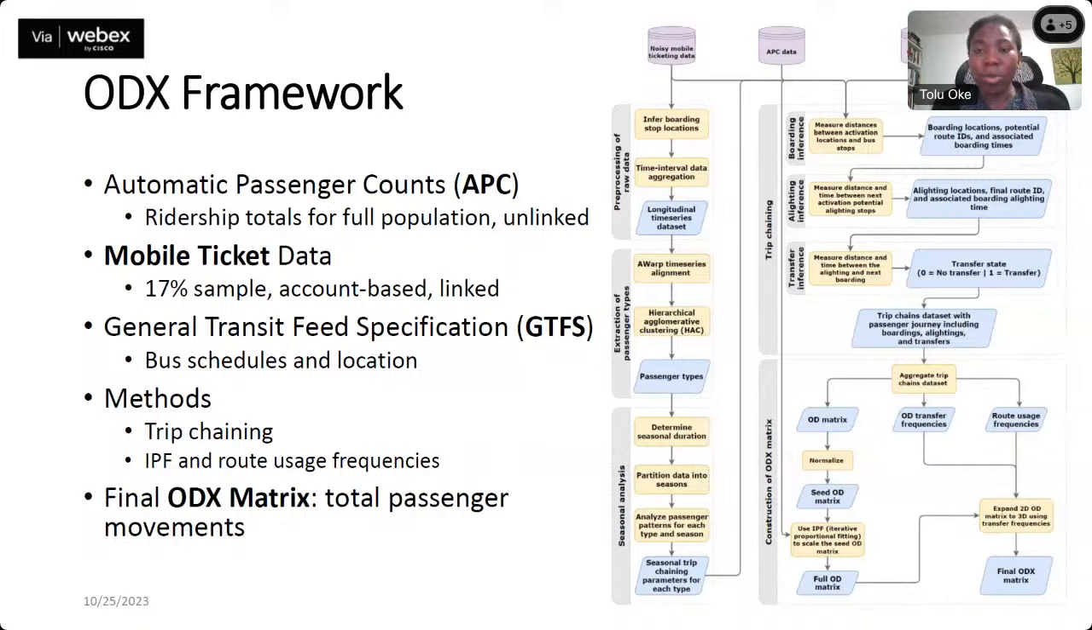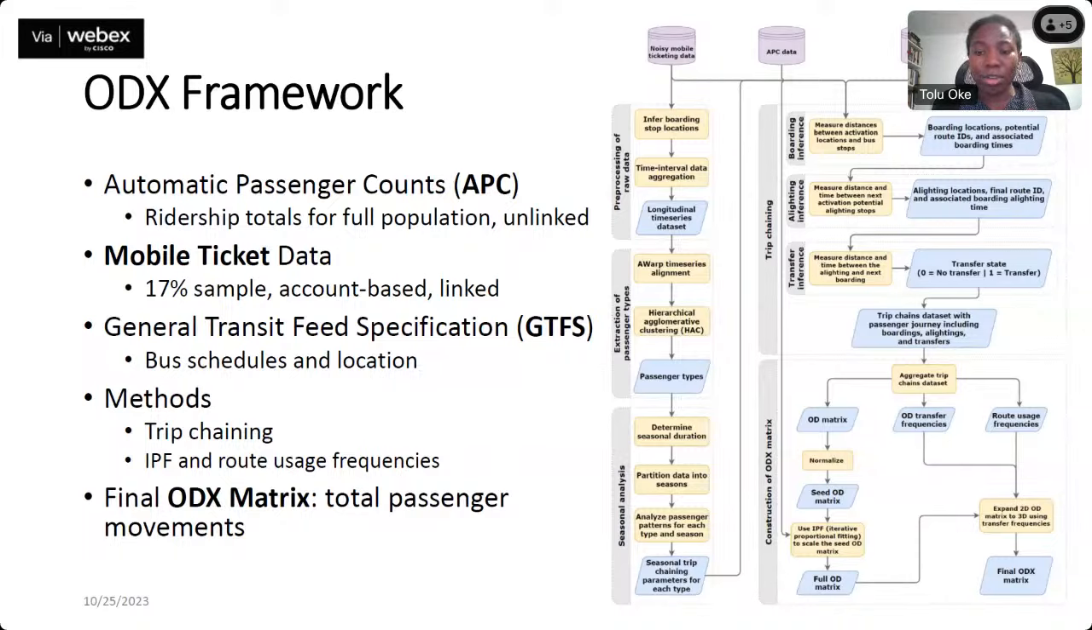So, for example, when a ticket is activated, we would infer the exact bus stop that the person was getting on using the mobile ticketing data and also the GTFS data to see, at the point when a trip was activated, what buses were in that vicinity and at that stop. And then we would also infer the alighting location of that trip based on future activations from the same ID, and then the transfer information as well when necessary.